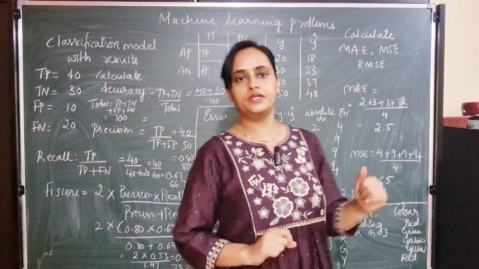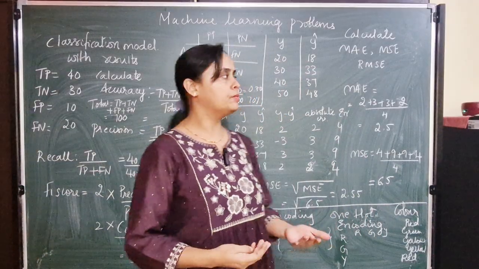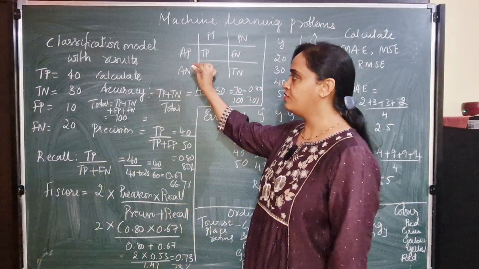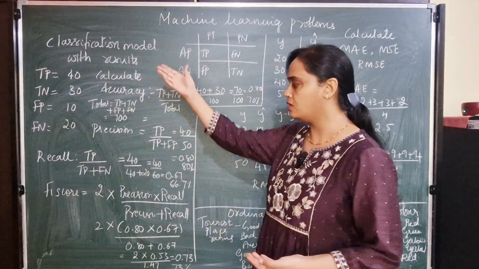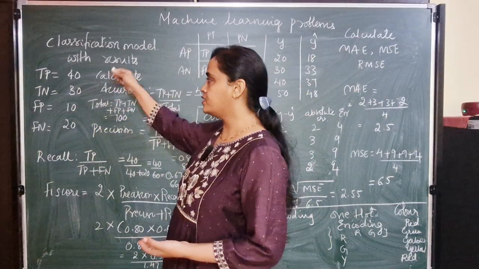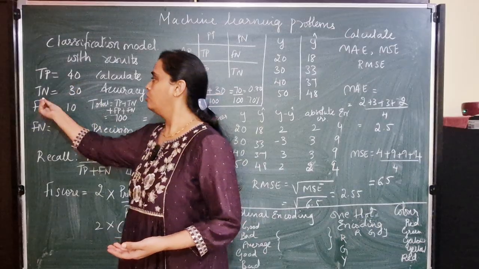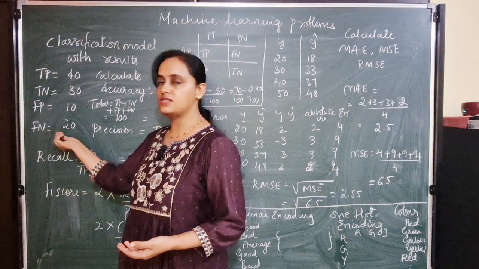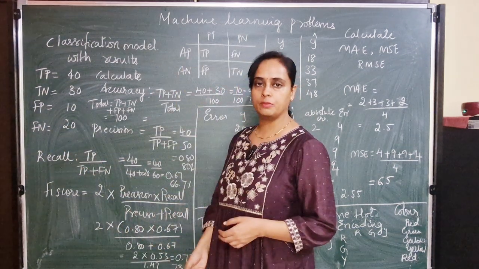So now, after discussing the concepts that are needed to solve the problem, let's try some problems. Suppose a classification model with results is given. Let's assume these are the marks, where the results say that true positive is 40, true negative is 30, false positive is 10, false negative is 20. Now we are supposed to calculate evaluation metrics.